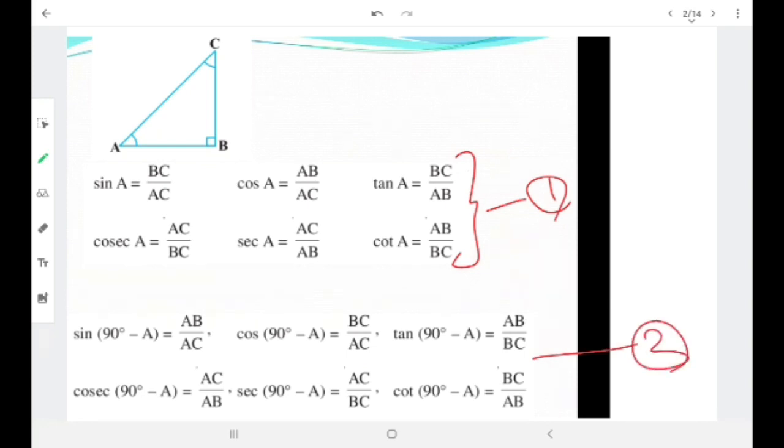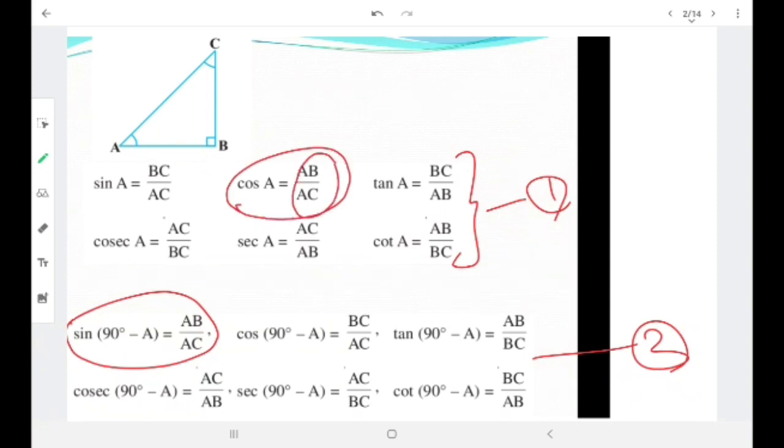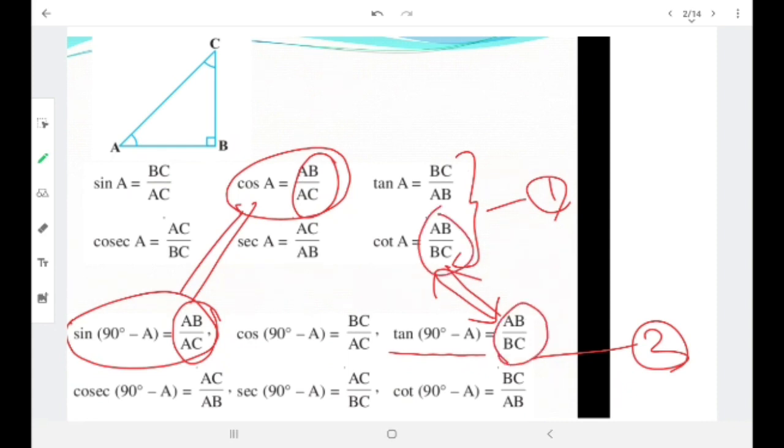From 1 and 2, we can say that sin 90 minus A is equal to cos A. For both, it is AB by AC. These both are equal. Similarly, for tan 90 minus A, which is equal to cot A. For both cot A and tan 90 minus A, it is AB by BC.